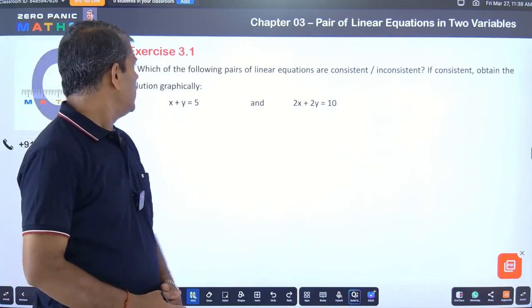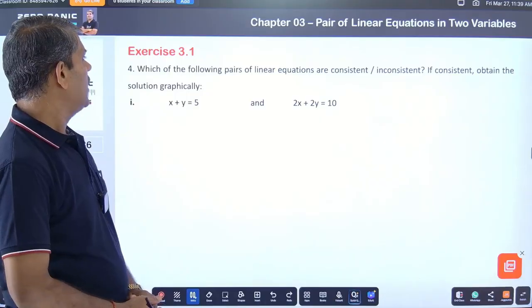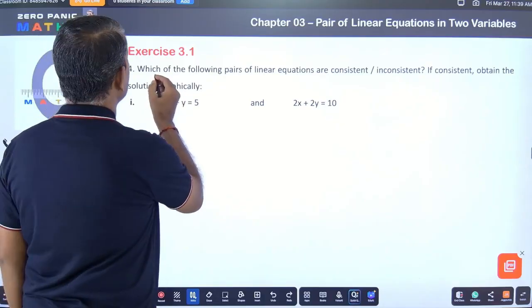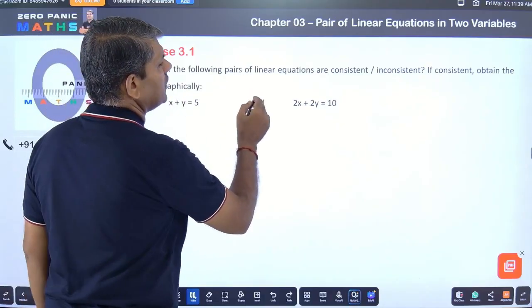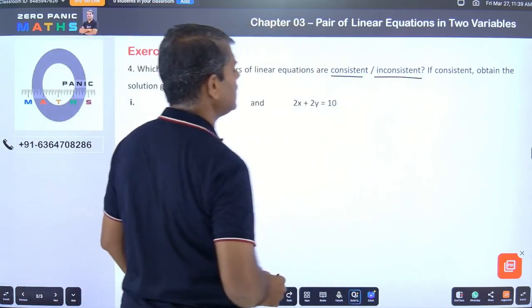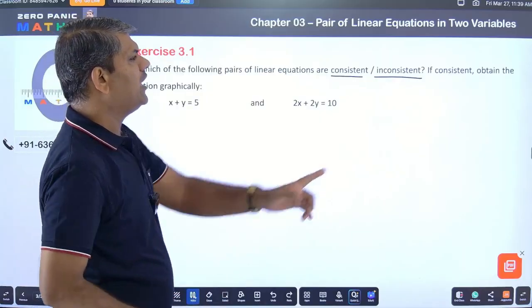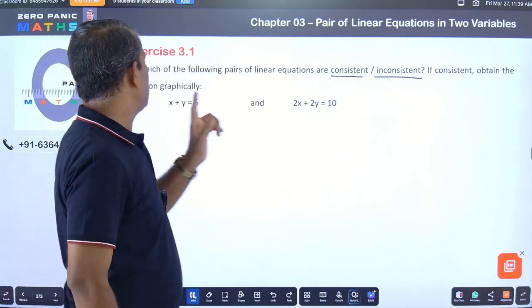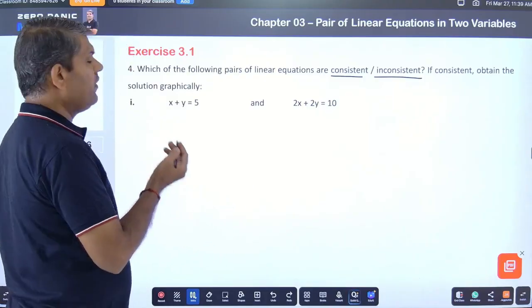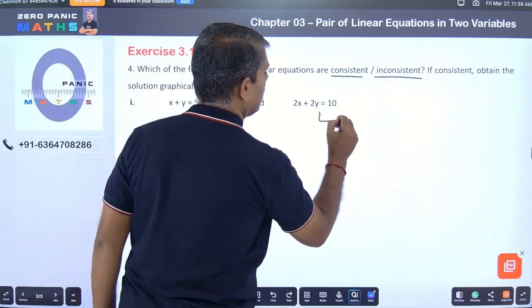So let us continue the fourth set of questions from exercise 3.1 in this session. Okay, now let us see what is given. First, we have to identify whether the given pair of linear equations is consistent or inconsistent, and if consistent, then we have to obtain the solution graphically. It's again similar to the previous set of questions. This is our equation 1 and this is our equation 2.